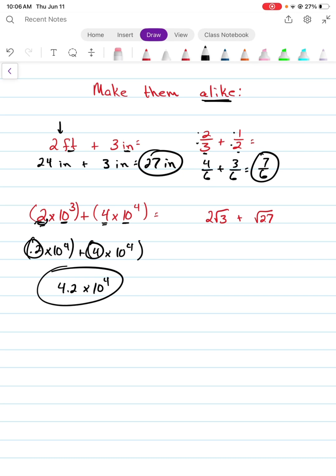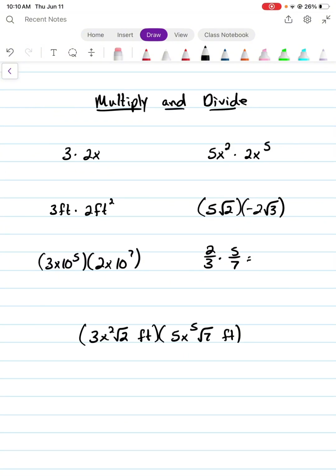2 root 3 plus root 27. You have 2 root 3's and you have 1 root 27. The roots are not alike. You can't just add the numbers out front. However, we can make them alike. If we simplify this radical, the square root of 27 is the square root of 9 times 3. Square root of 9 is 3, so therefore we can rewrite this as 2 root 3 plus 3 root 3. Notice again now they're alike. The root 3's are the same. So you have 2 of something plus 3 of something gives you a total of 5 of that something.